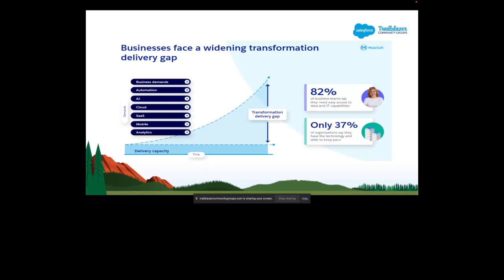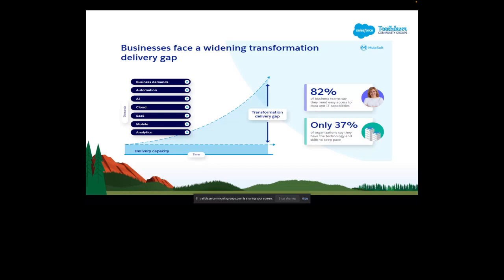And with that, 82% of business teams say they need easy access to data and IT capabilities, because organizations started to expand and onboard each and every product which they thought would help the business upscale and grow. And only 37% of organizations say that they have the technology and skills to keep pace. Not everyone is privileged to have a good set of developers in today's generation. If we have 100 developers, only 20% of them would be working very efficiently and using good standards. And only 37% of organizations have it. So if you see that, the range is very large.